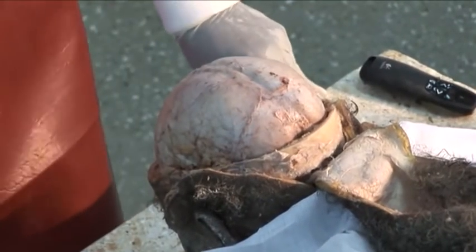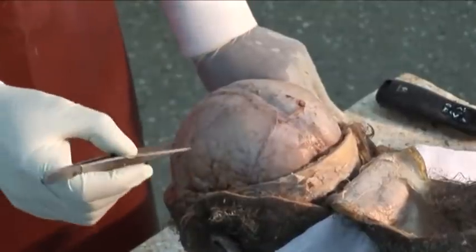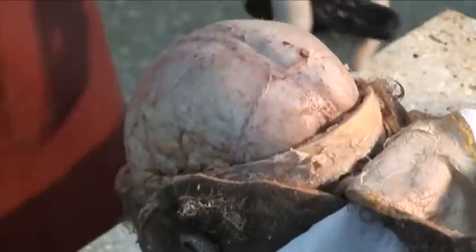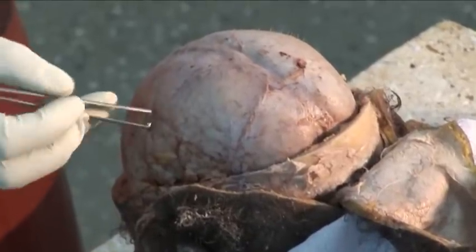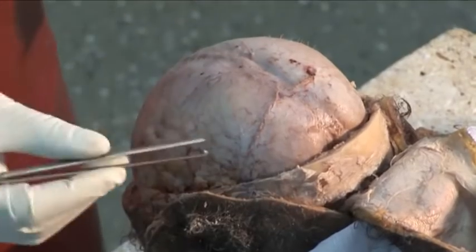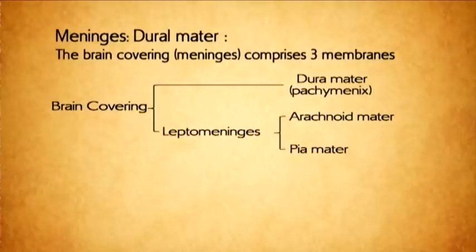So with this calvarium removed, we now expose the covering of the brain, the dura mater. That's the dura. The brain covering, or the meninges, comprises three membranes. The dura mater, or pachymeninx, then the leptomeninges, which comprise two: the arachnoid mater and the pia mater.